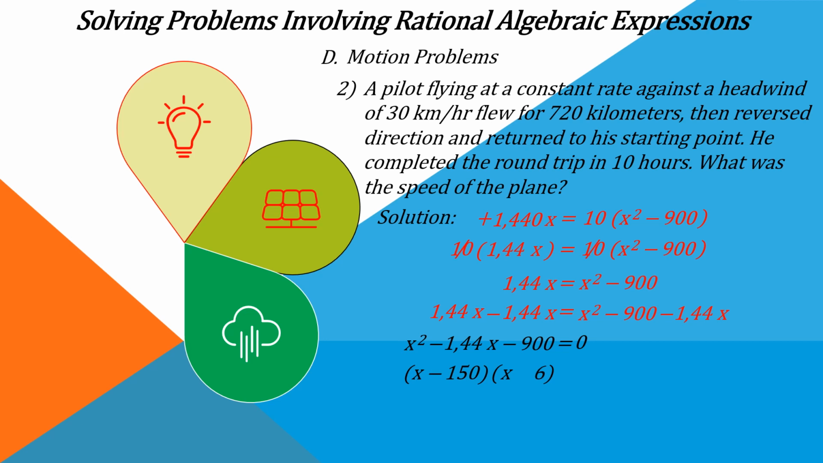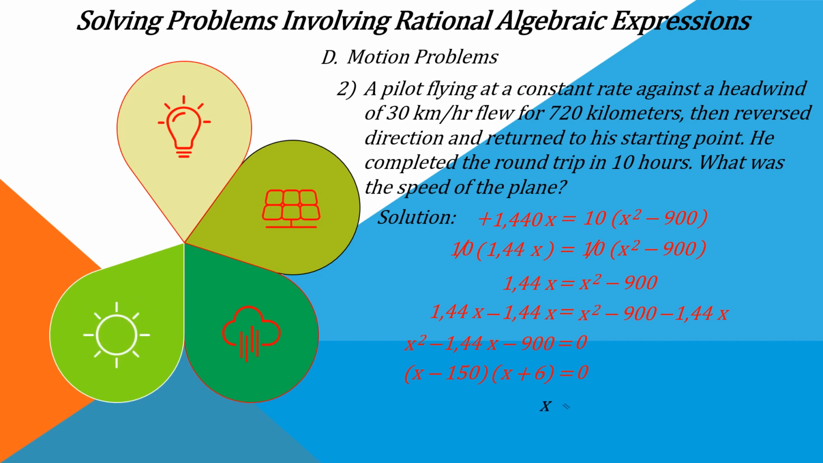And taking the factors of this trinomial, we have x minus 150 multiplied by x plus 6 is equal to 0. And we have the value of x as equal to 150 and x is equal to negative 6. The speed of the plane is equal to 150 km per hour. The value x is equal to negative 6 comes from x plus 6 equal to 0, and it is not the speed of the plane. Instead, the speed of the plane is equal to 150 km per hour. Let us check.